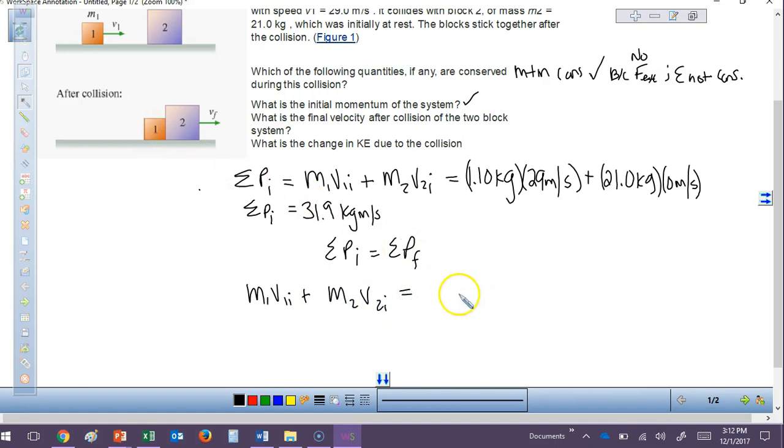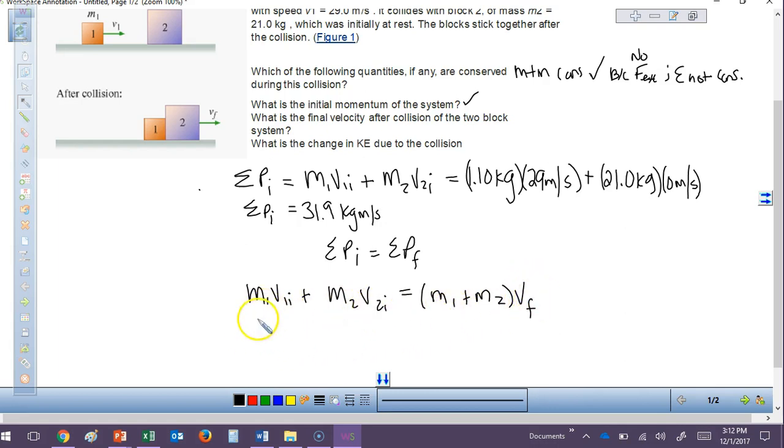Now the final momentum is going to be written like this. The two masses move together, so we have to add their masses. And then the velocity that they both move together is called VF, final. So we put the F there to say that it's the final case. So I'm going to go ahead and solve this out to find V.